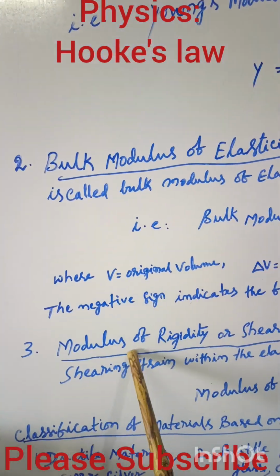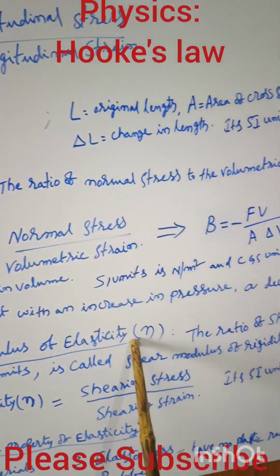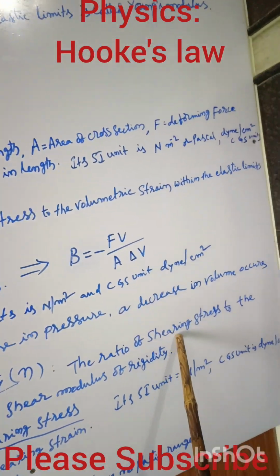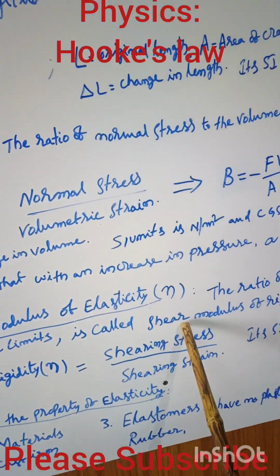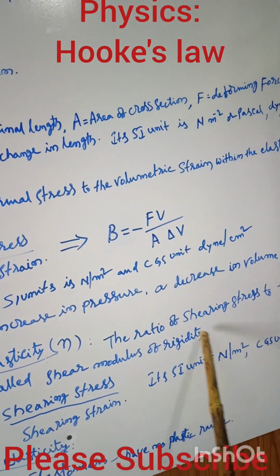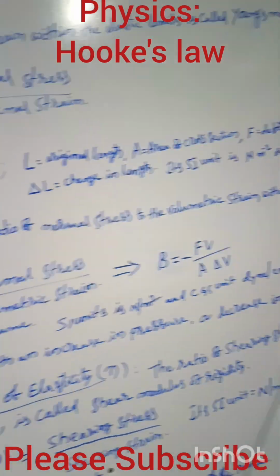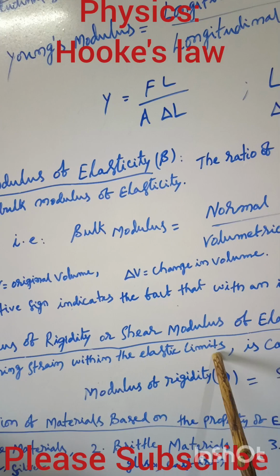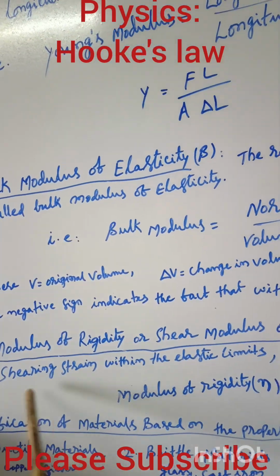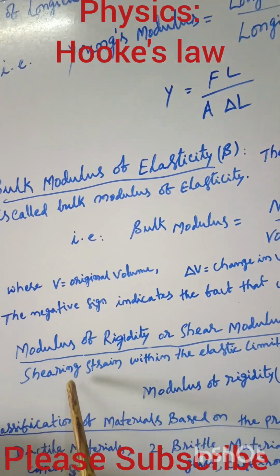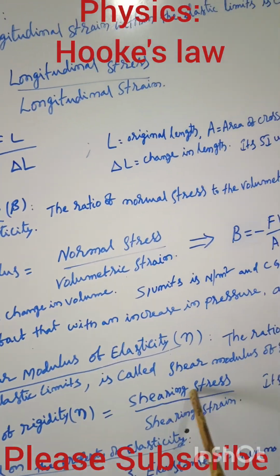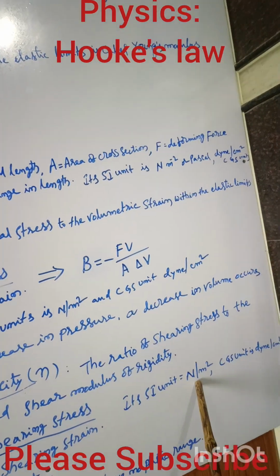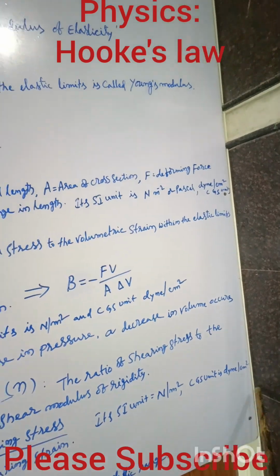Then the third is modulus of rigidity or shear modulus of elasticity. The ratio of shearing stress to the shearing strain within the elastic limits is called the shear modulus of rigidity. Shearing strain means changing the shape but without affecting the volume. So modulus of rigidity is equal to shearing stress by shearing strain. Its SI unit is Newton per meter square and CGS unit is dyne per centimeter square.